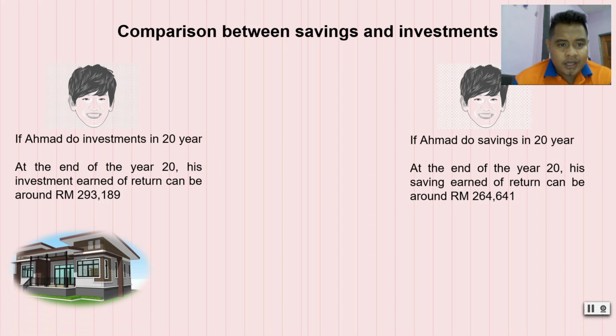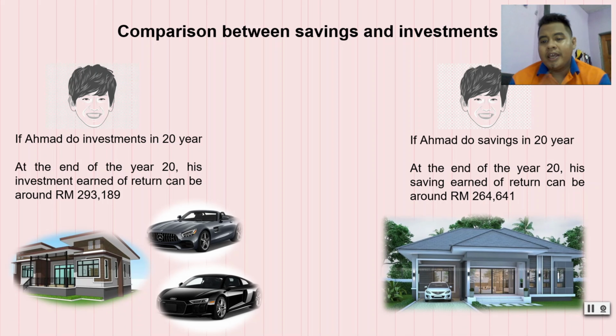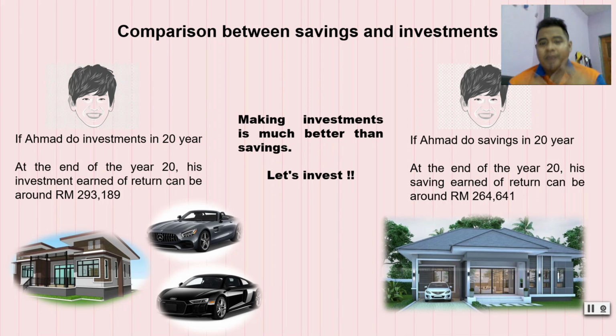So for Ahmad's investment, for example, Ahmad can buy one bungalow and two sports cars. If Ahmad saves in 20 years, he can buy one bungalow and one car. So that's why making investment is much better than saving. So let's invest. So we go to the next slide.